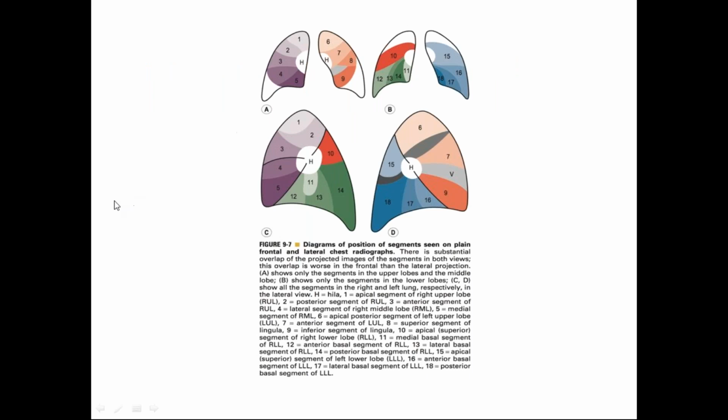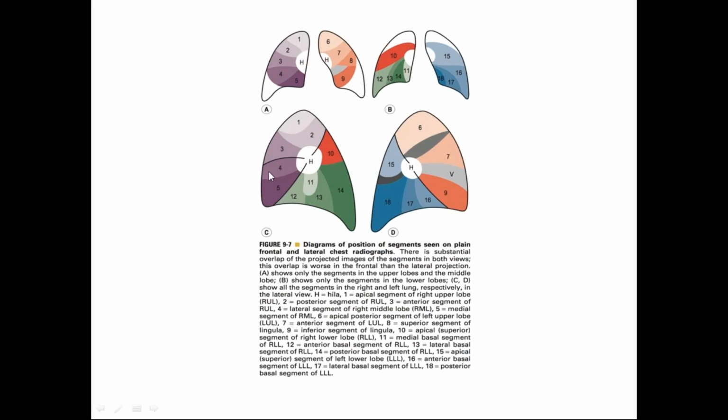This is an image showing upper lobe and the middle lobe segments. And here it's showing inferior lobe segments. And this is the image showing upper lobe, middle lobe, and lower lobe segments. This is the apical segment. This is the posterior segment. This is the anterior segment of right upper lobe.